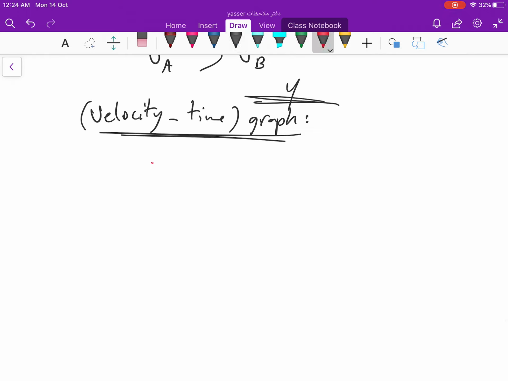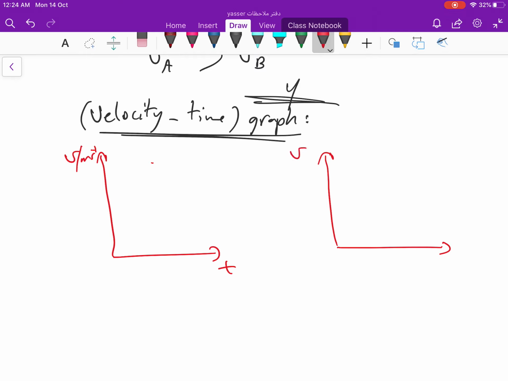For example, if we have a velocity time graph like this, a small graph, here is the velocity in meter per second, and here is time, velocity against time, time in seconds. If the graph line is represented by a straight line passing through origin, it means this object is moving with constant acceleration. So we need to define acceleration.